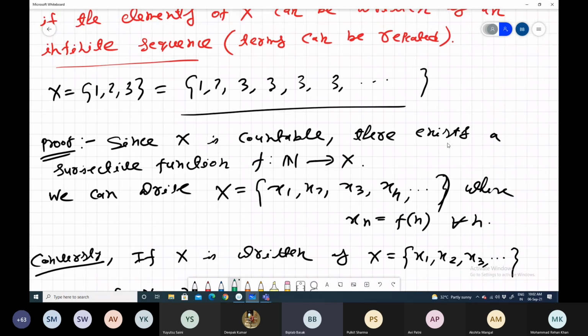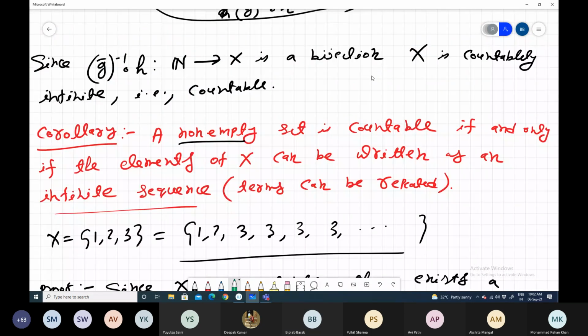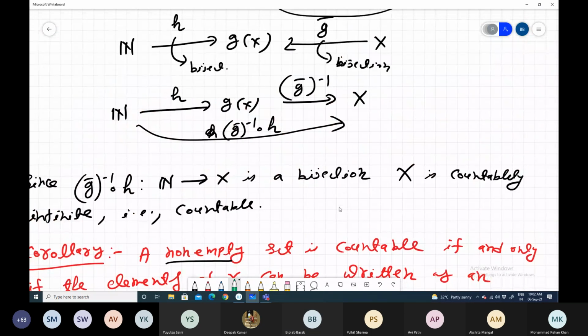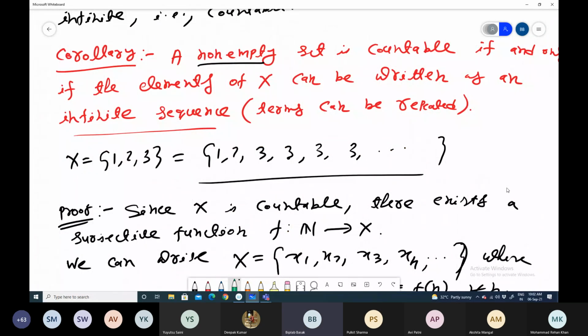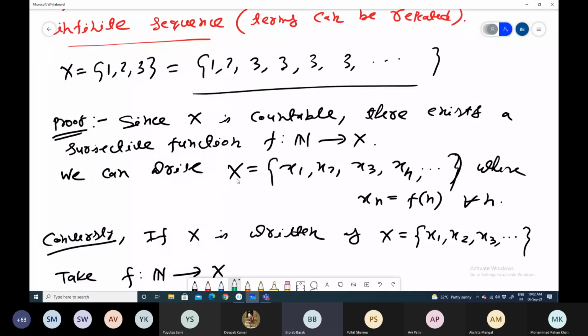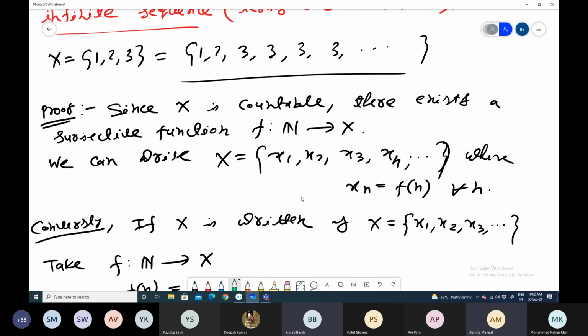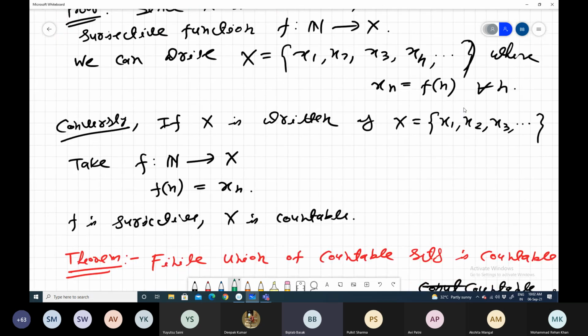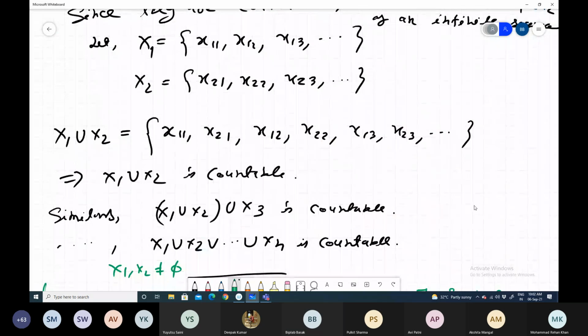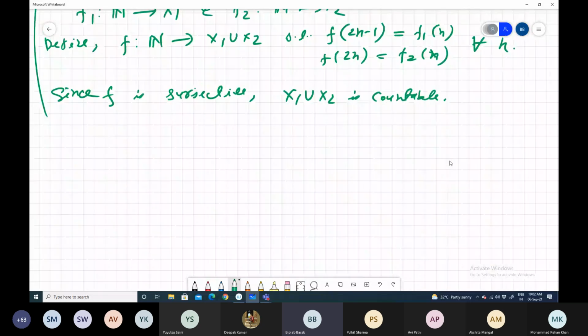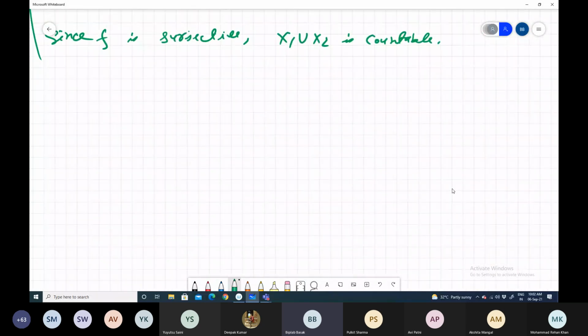Infinite sequence means you can write the elements in this way: x1, x2, x3, x4. So you cannot list the real numbers in this way. Okay, got it, sir. Anyway, we will prove that. We will have some examples and we will prove that.